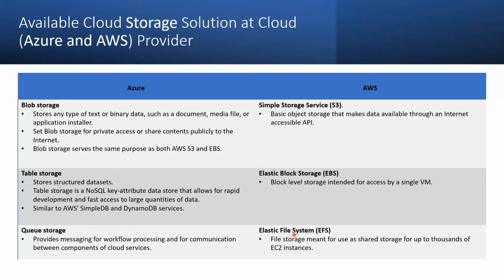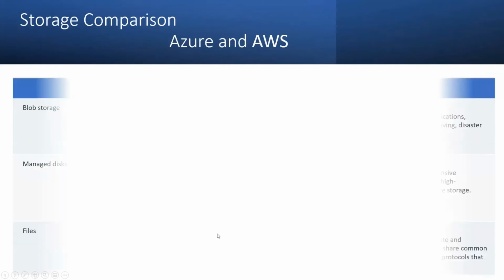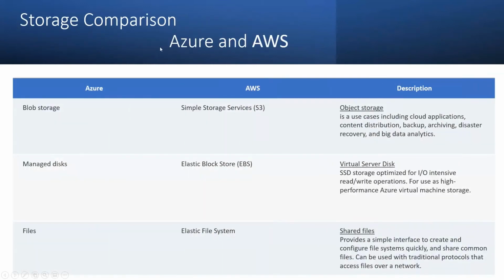Let's talk about the Elastic File System (EFS). It is file storage meant for use as shared storage for up to thousands of EC2 instances, like a file service. Let's have a storage comparison between Azure and AWS.